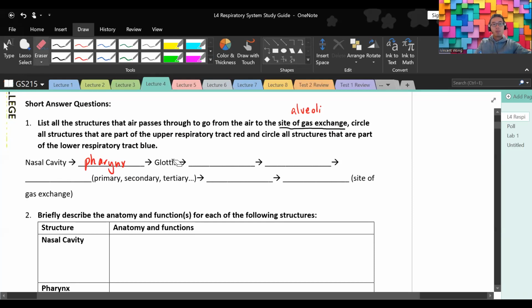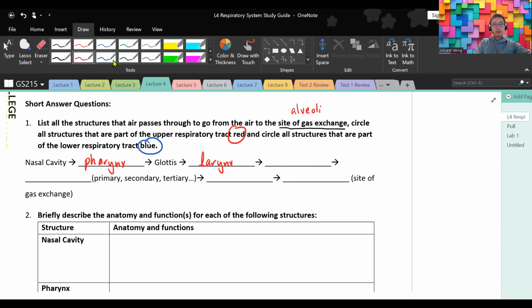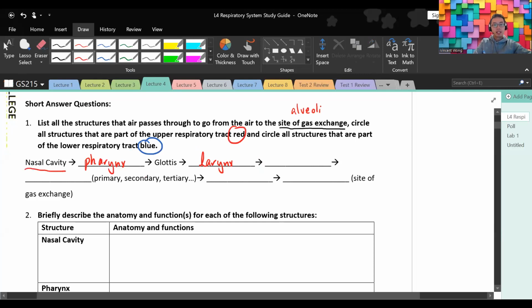Then you're going to go through an opening called the glottis, which then leads to the larynx. Okay, the larynx is also known as the voice box. And from there, it will go to the trachea. And now we're in the lower respiratory tract, right? Lower respiratory tract is blue. Upper respiratory tract is red. So all these things are part of the upper respiratory tract. And then once you cross the larynx into the trachea, that will be the lower respiratory tract.